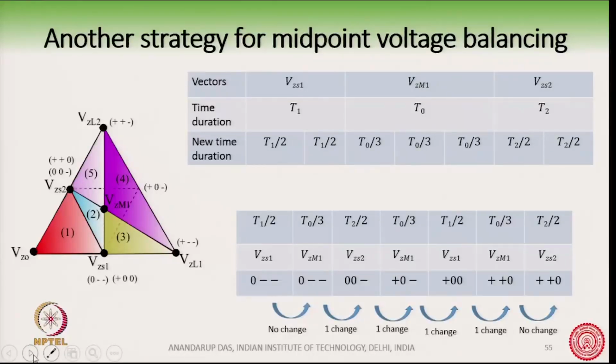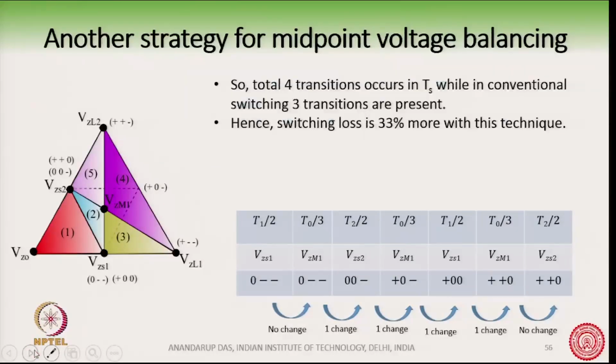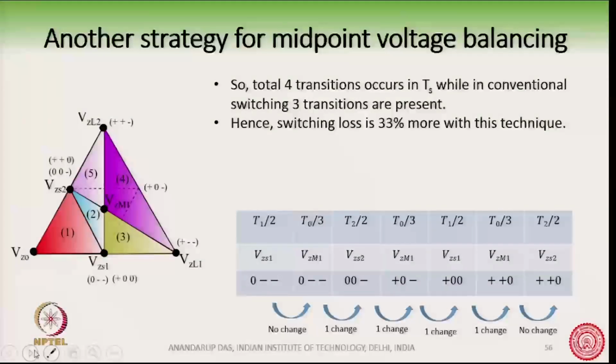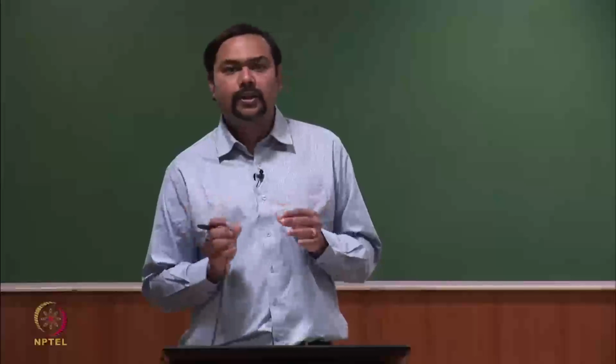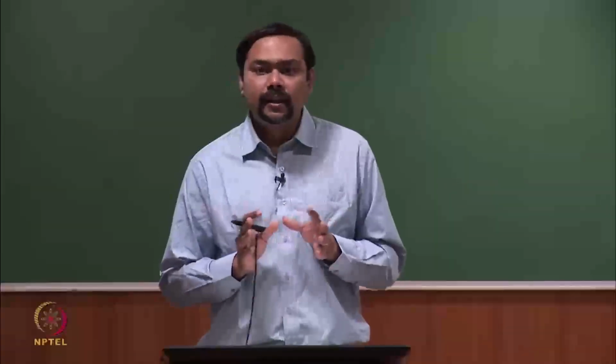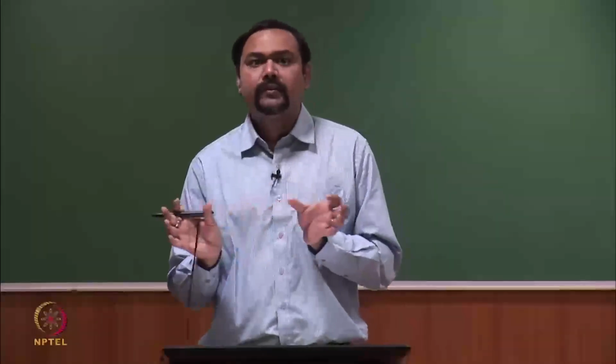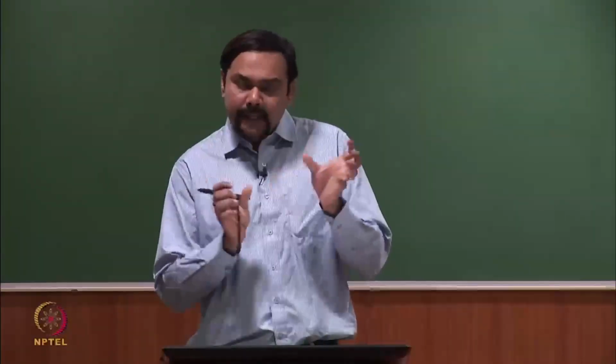Okay. And so, we have about 33% more switching losses with this technique. Okay. However, the advantage is that we are now able to minimize the midpoint voltage fluctuations. Okay. And this also shows how we can play around with the vectors and the placement of the vectors in a switching cycle TS. Okay. You can place these vectors in different ways.